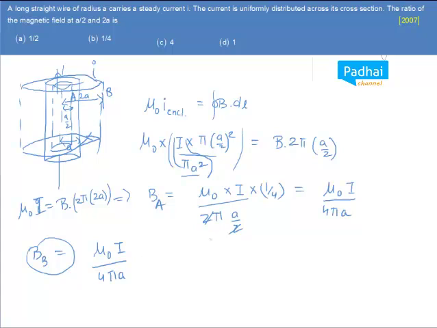So the ratio of B at A upon B at B, this we have to calculate. It will be equal to 1. So option D is correct.